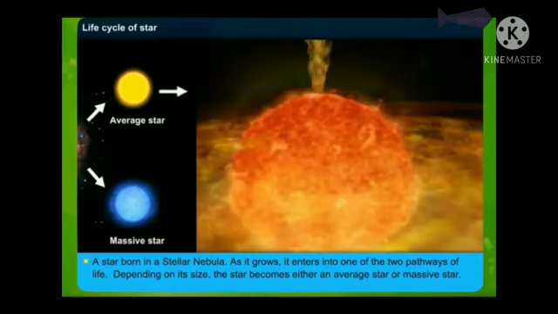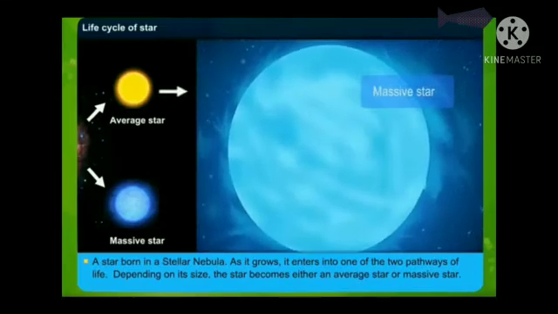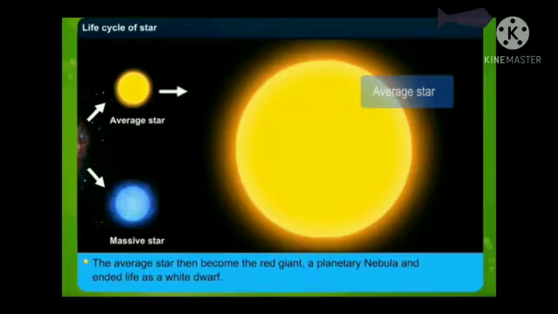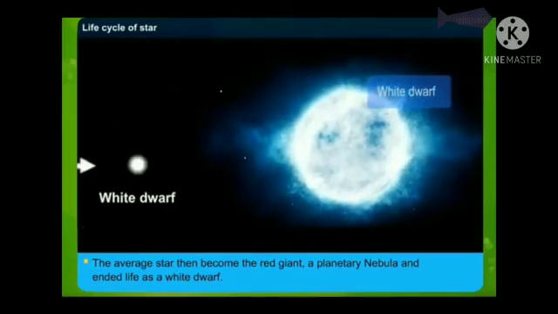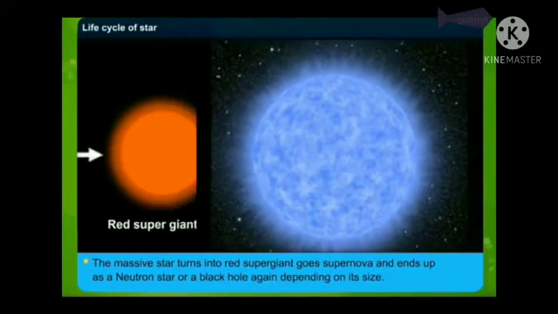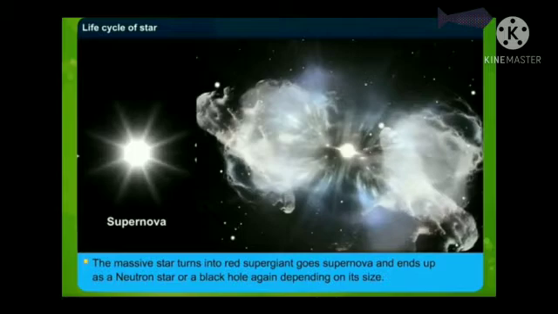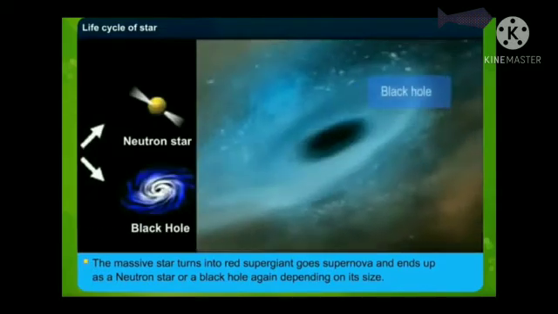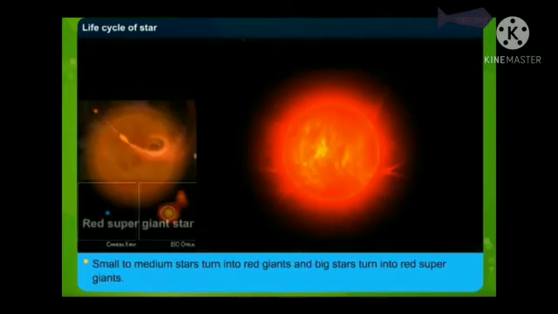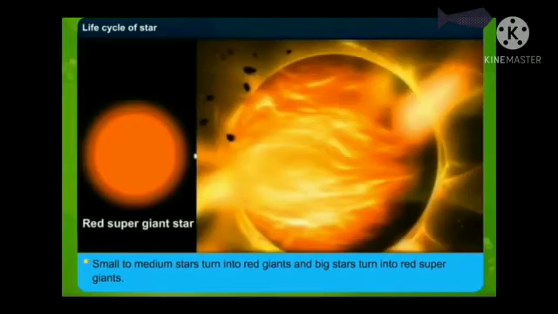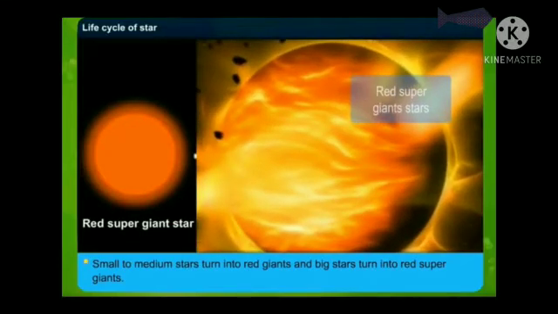Can you see? Yes, it's given over there in the picture. The average star then becomes a red giant, a planetary nebula, and ends life as a white dwarf. Can you see that in the picture? The massive star turns into a red supergiant, goes supernova and ends up as a neutron star or a black hole, again depending on its size. Small to medium stars turn into red giants and big stars turn into red supergiants.